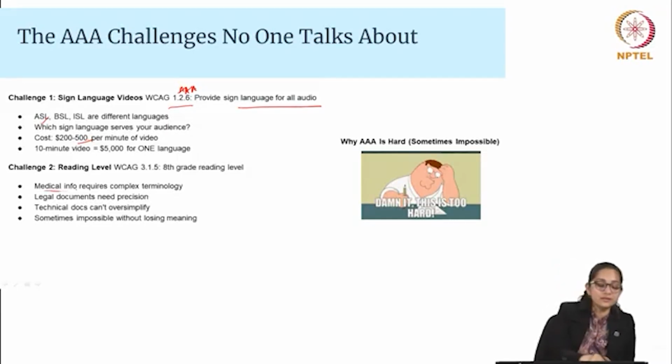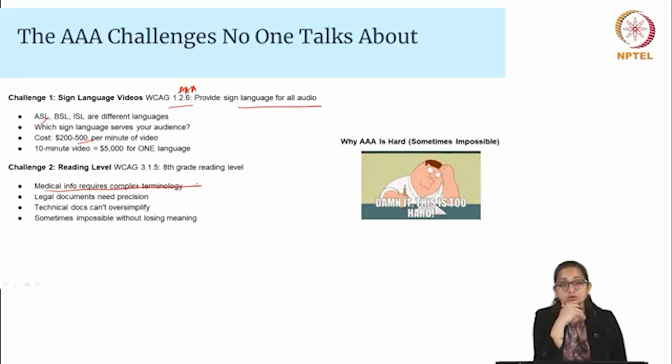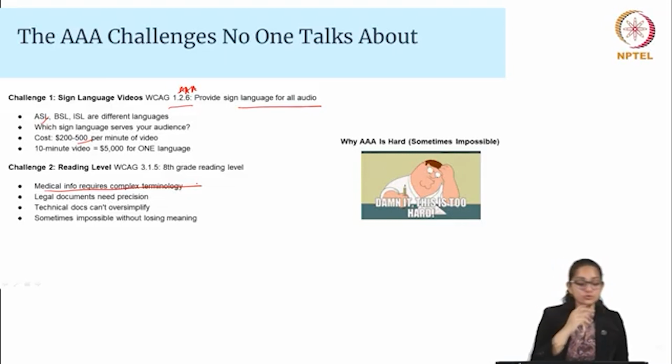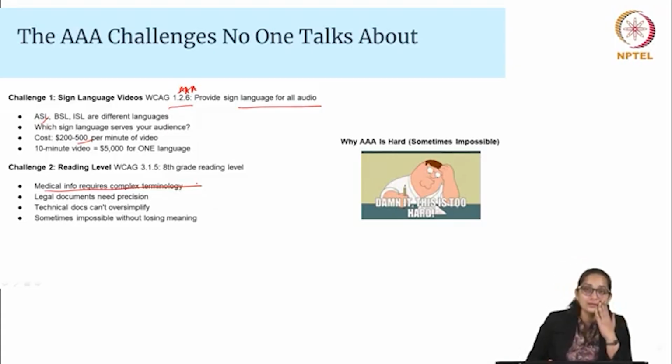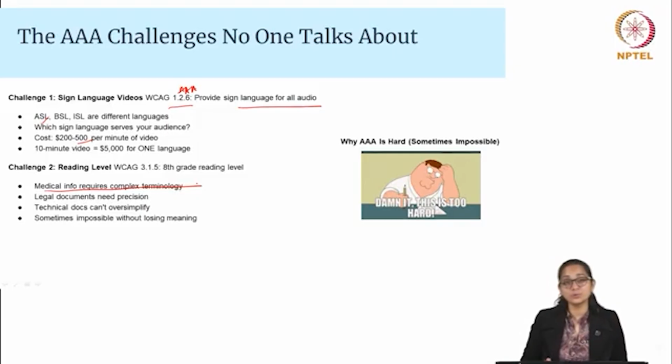For example, medical information requires complex terminology. How would you re-record it? How would you rewrite it at an 8th grade level? It's almost difficult or impossible to achieve. Legal documents have to have jargon and terminology as well as precision. Technical documents cannot be oversimplified. There may be technical terms and engineering concepts which are not even introduced at an 8th grade level. So sometimes it is impossible to rewrite at an 8th grade level without losing its semantic meaning.